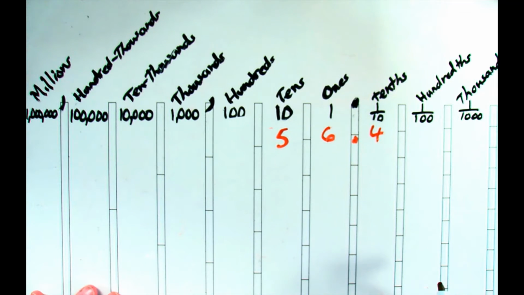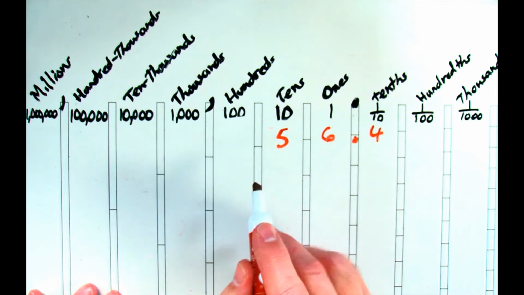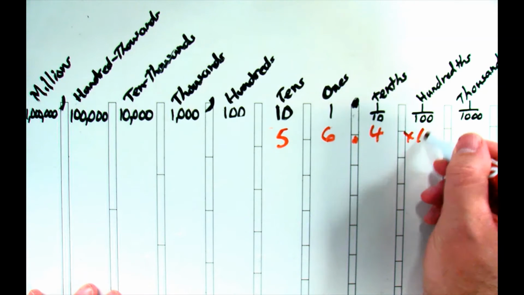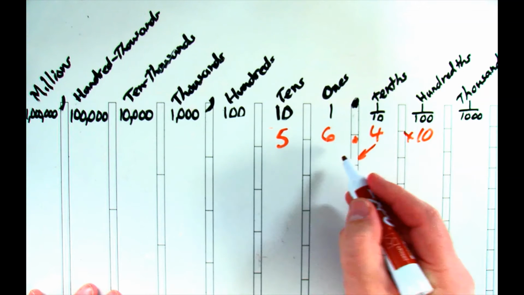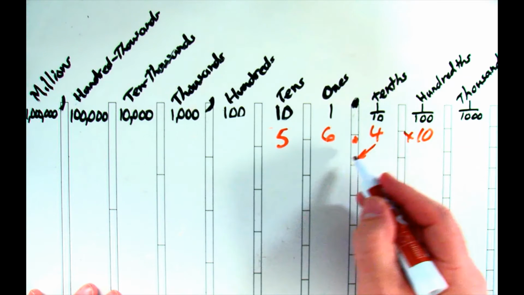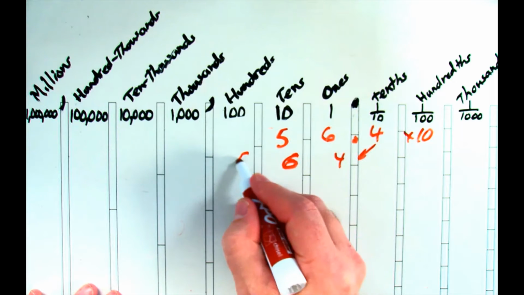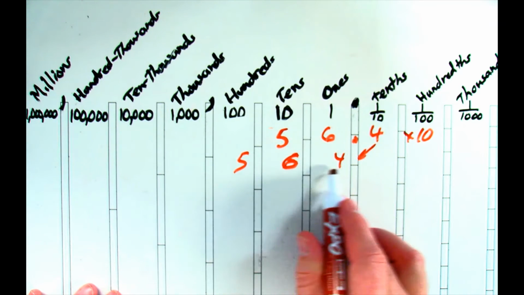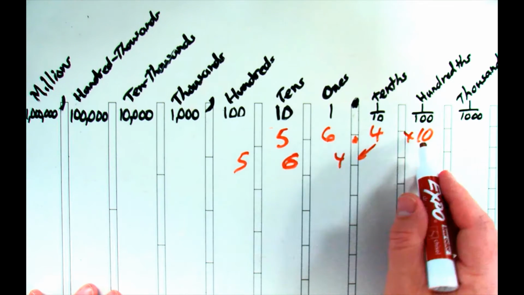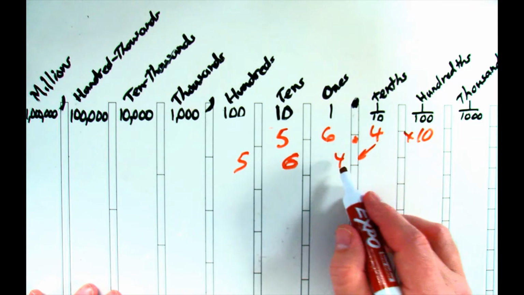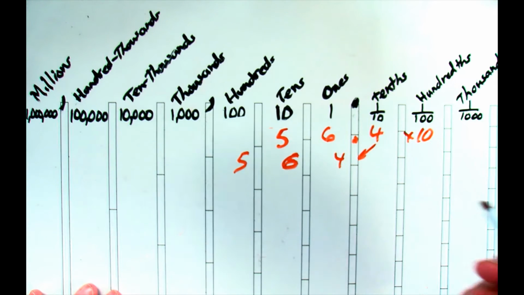In past videos, we have taken a number like 56 and 4/10 and multiplied it by 10 and basically moved the decimal over, or the numbers over, so you get 564. 50 times 10 is 500. 6 times 10 is 60. 4/10 times 10 is 4. Now you can also do that by multiple tens.